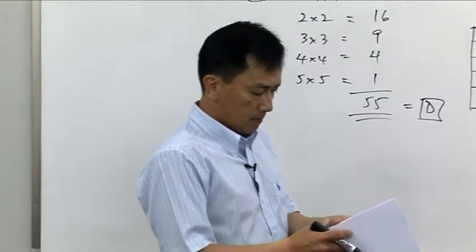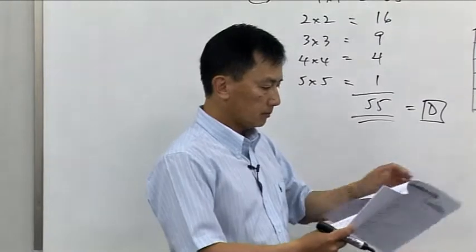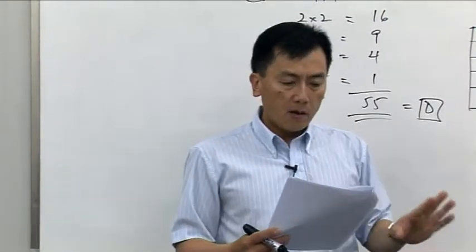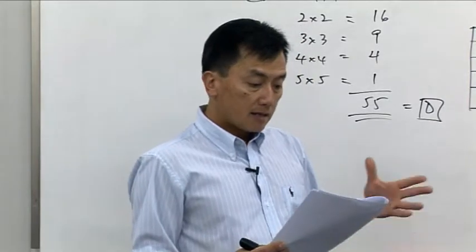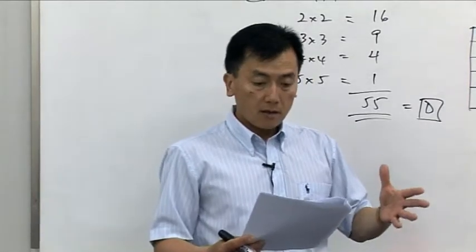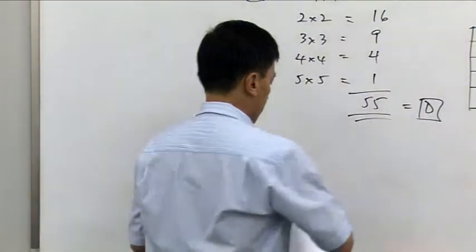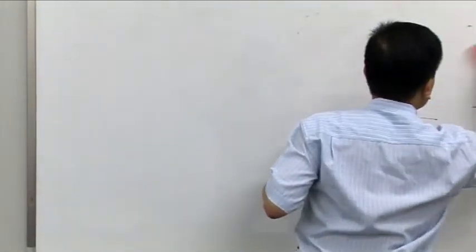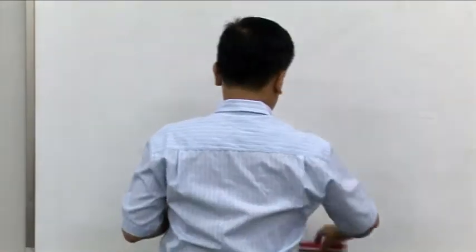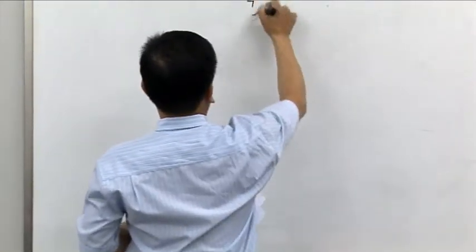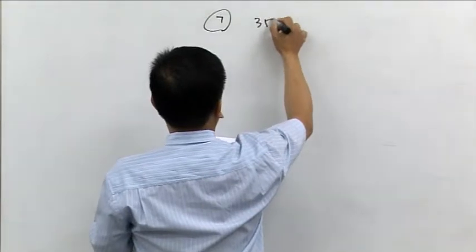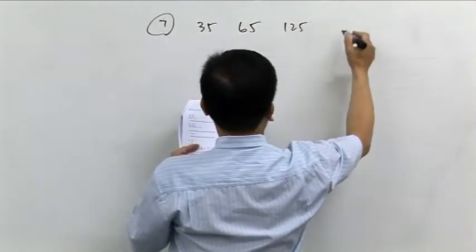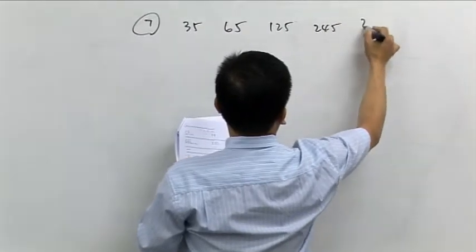Let's look at question 7. Okay, what would be the 5th number in the following sequence? So we've got 35, 65, 125, and 245. Okay, let's try to find out what is the particular pattern in this sequence. So I got 35, 65, 125, 245. What's my next number?